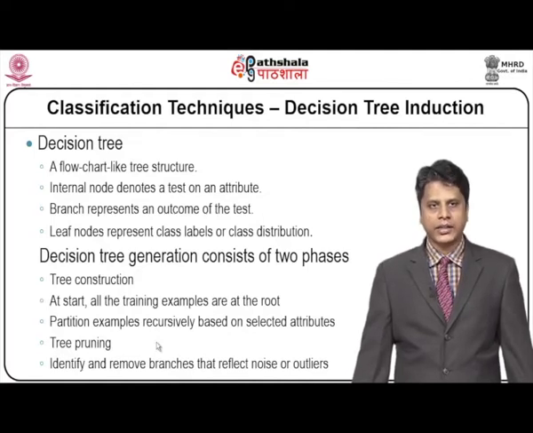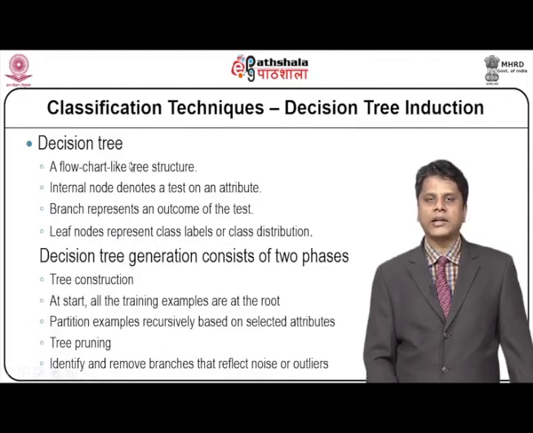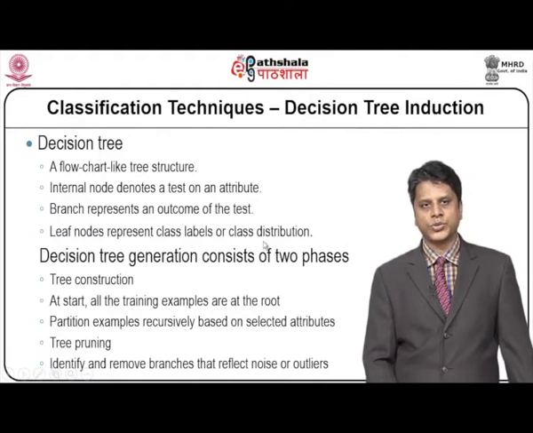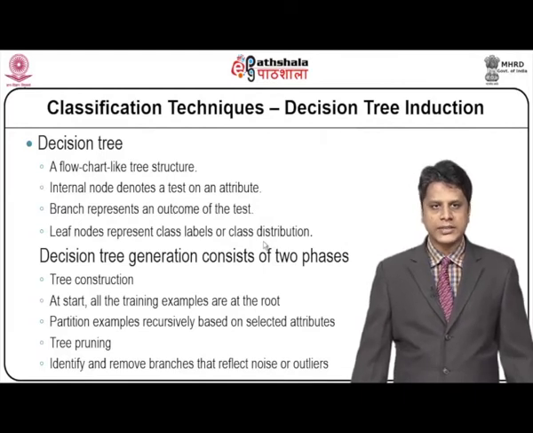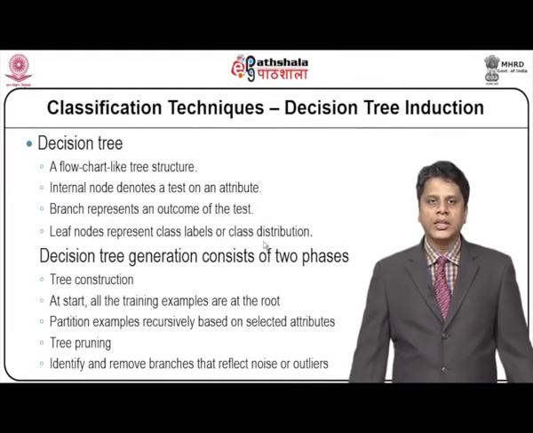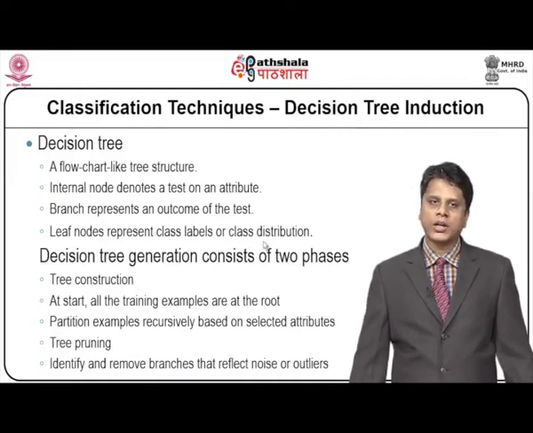algorithm and technique. A decision tree is a flow chart like tree structure where the internal node denotes a test on an attribute, the branches represent an outcome of the test, and the leaf node represents the class label or class distribution. So, looking at the entire flow of this tree structure, anything which is given as input we call an attribute, that is a test on an attribute. The branch represents the outcome of the test and the leaf node represents the class labels or class distribution.